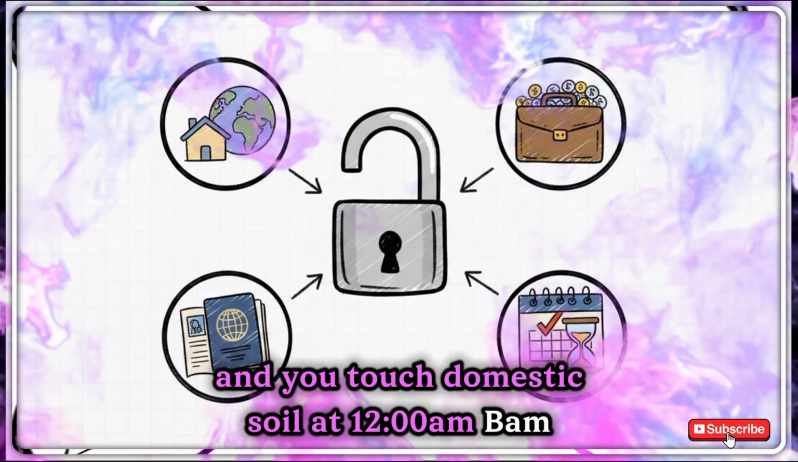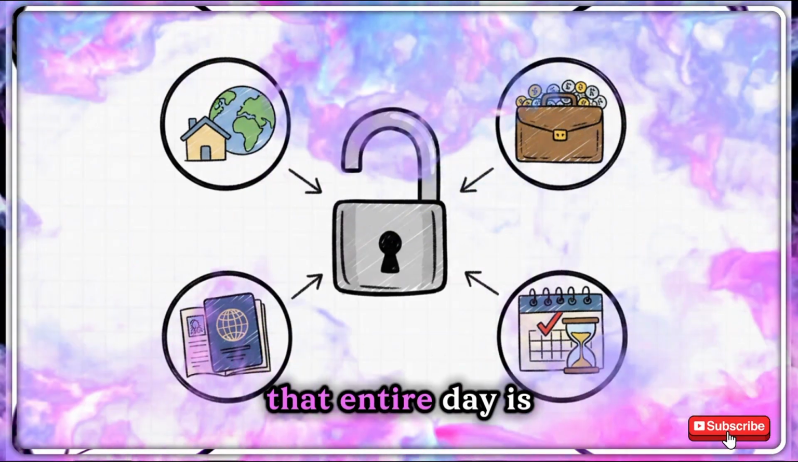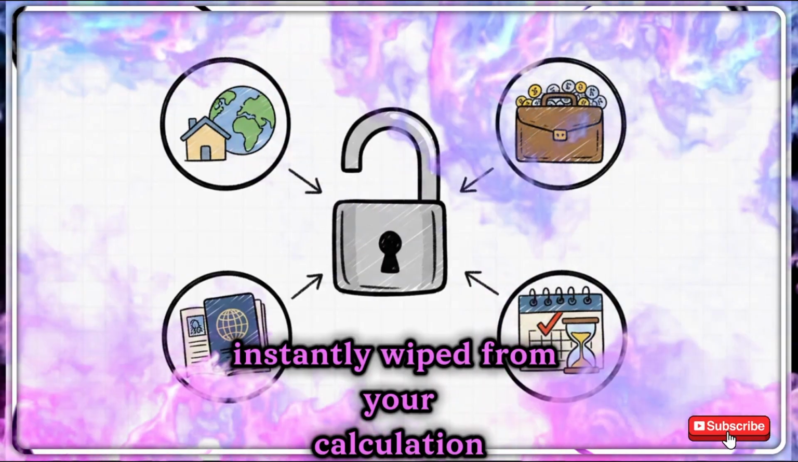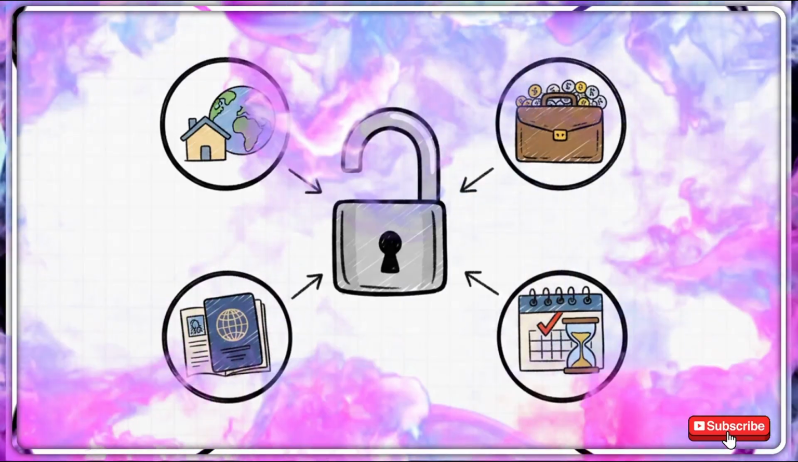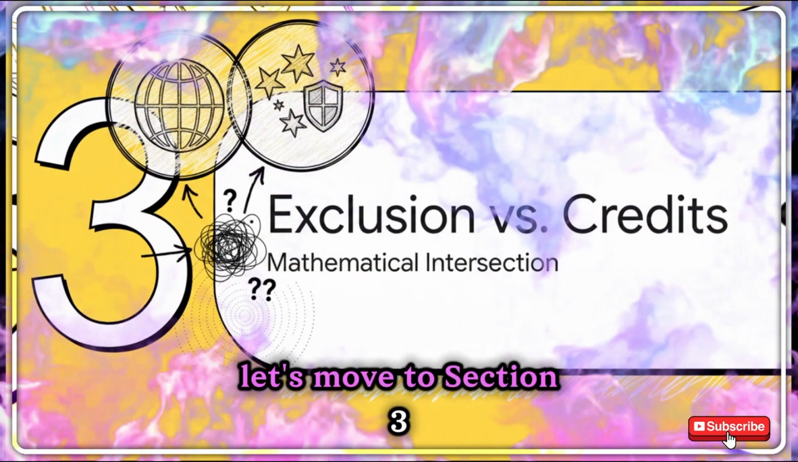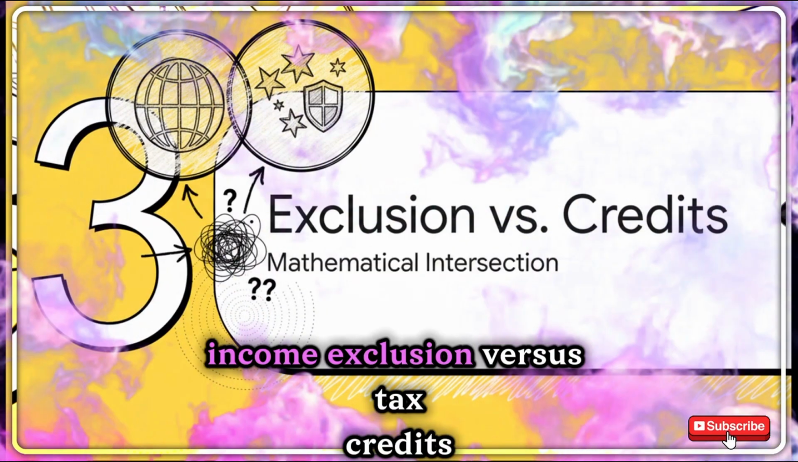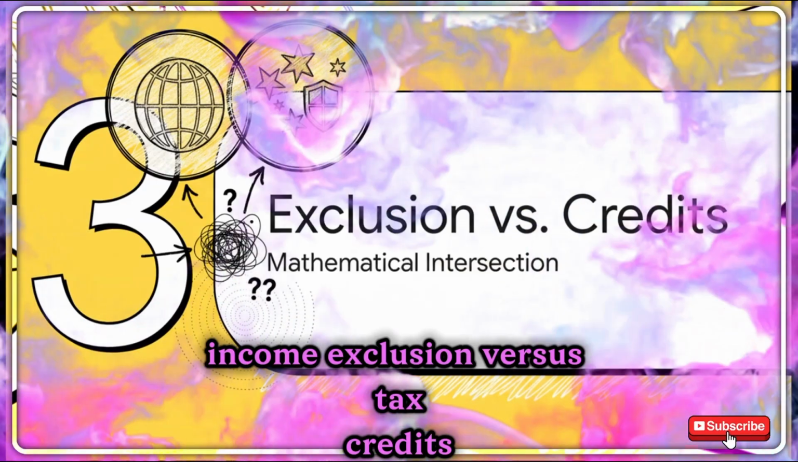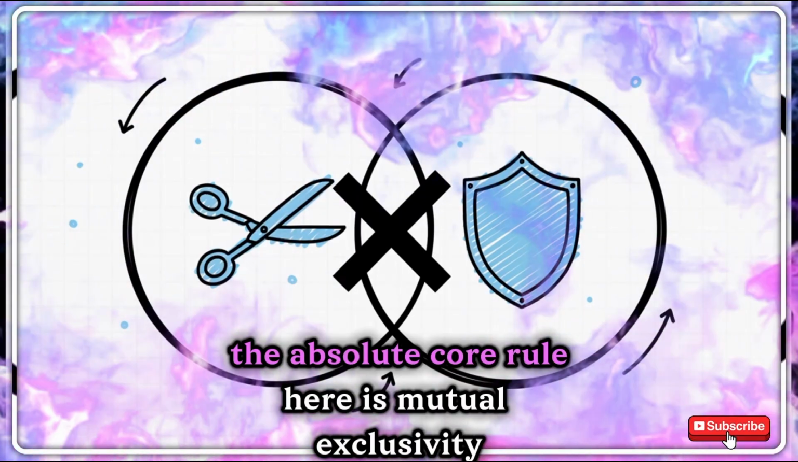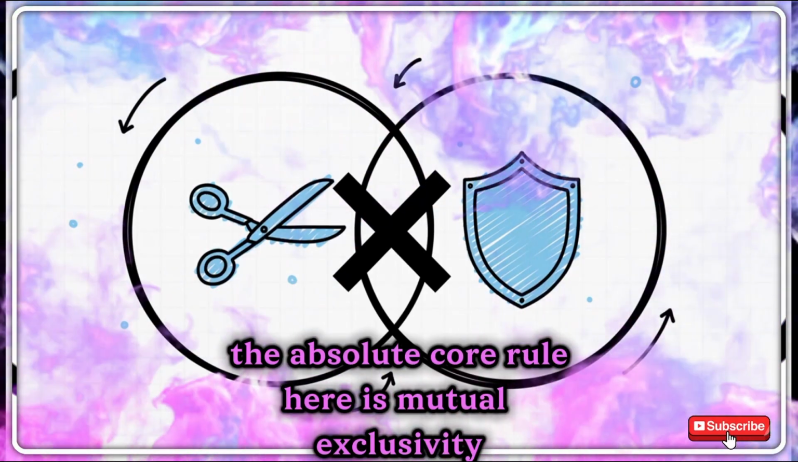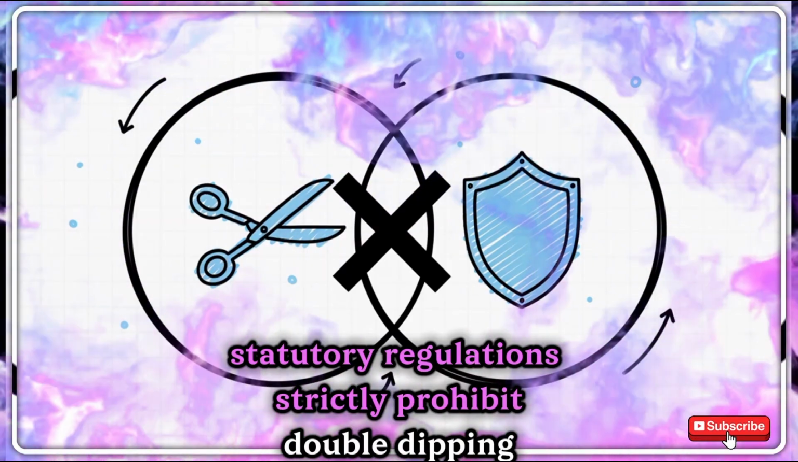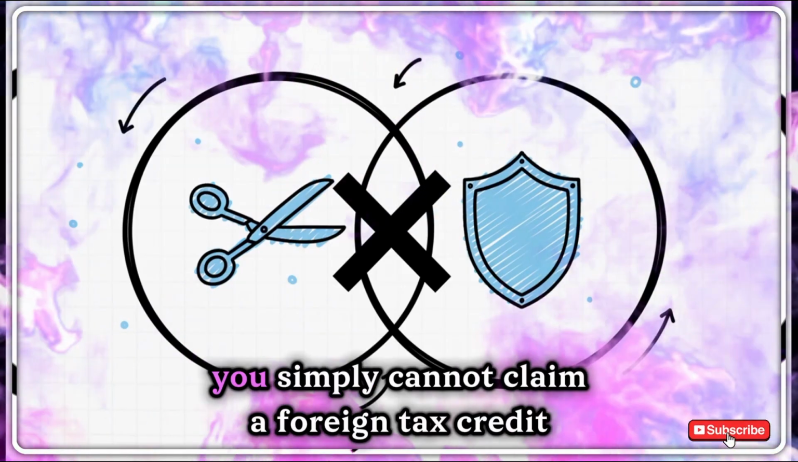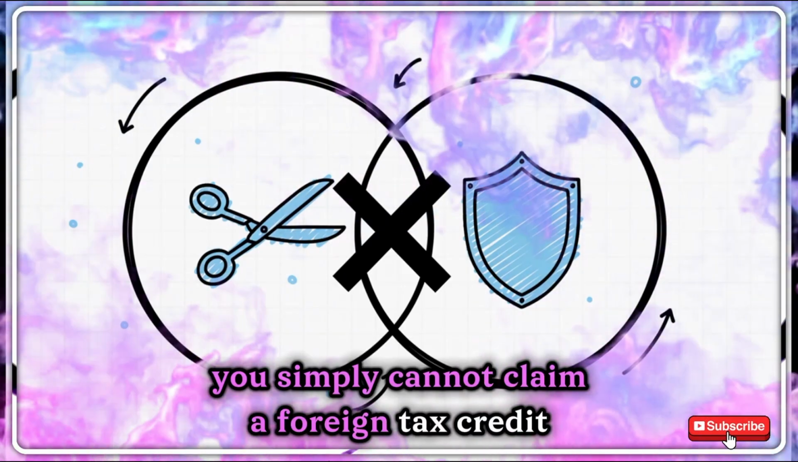Let's move to Section 3, income exclusion versus tax credits. The absolute core rule here is mutual exclusivity. Statutory regulations strictly prohibit double dipping. You simply cannot claim a foreign tax credit on the exact same segment of income that you just excluded from your tax base. It forces a proportional reduction. If you exclude the income, you're forced to also exclude the foreign taxes tied to that exact block of money.